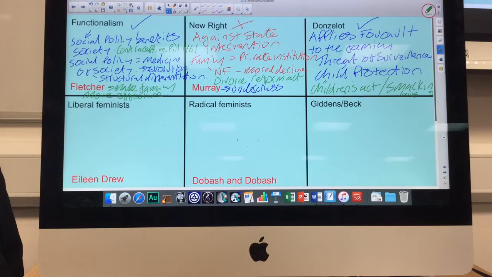So let's keep going. Now, I've not taught you Eileen Drew yet, but I thought it'd be a really good opportunity because she talks about social policy directly, which is why I'm bringing her into today's lesson. She's going to be our liberal feminist connection. So let's talk about it generally, all right?